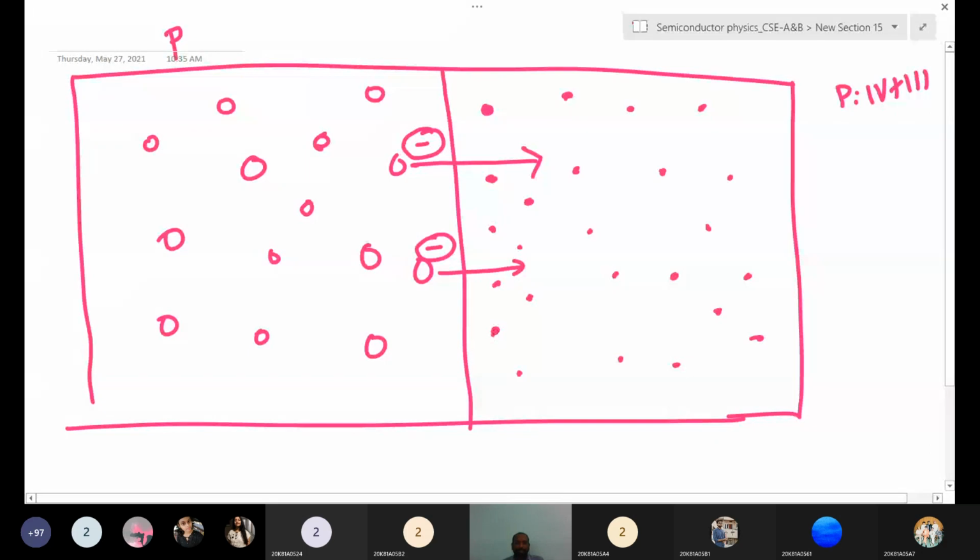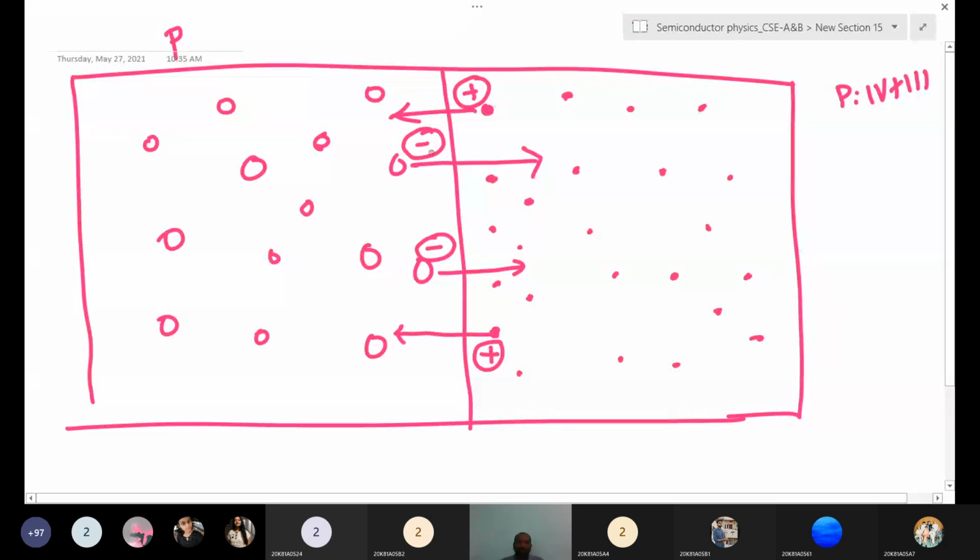Similarly, the same process happens. Electrons will diffuse into the P-type semiconductor and leave a positive charge density. Some of the electrons leave and leave a positive charge density because of the higher charge gradient. This is the diffusion process. Until the charges reach equilibrium, this diffusion continues.